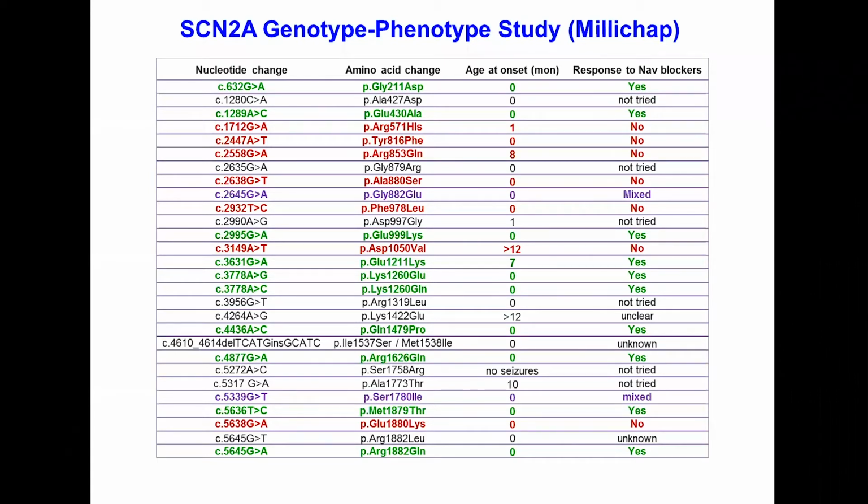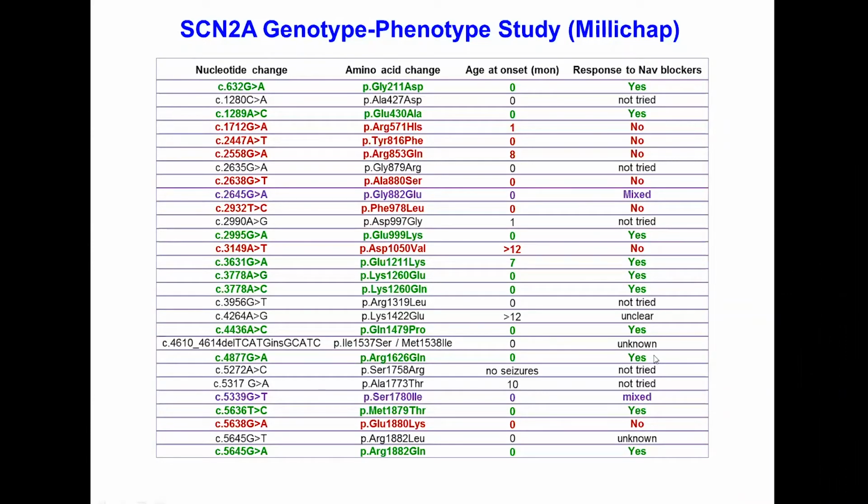On the chart here, colored in green are those individuals and their variants for which there was a positive response to sodium channel blockers. And those in red were those that didn't respond. And many of the others were either mixed effects, or the drugs were not tried, or we just didn't know if they were tried.